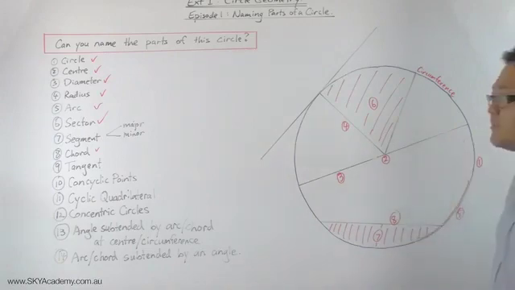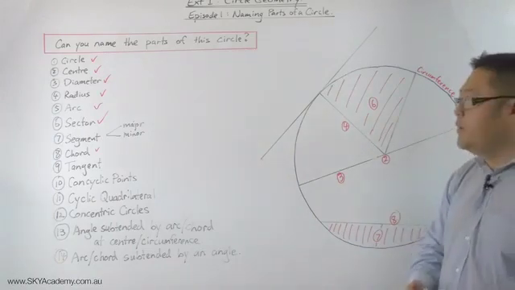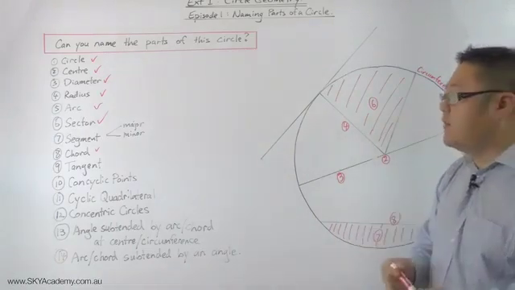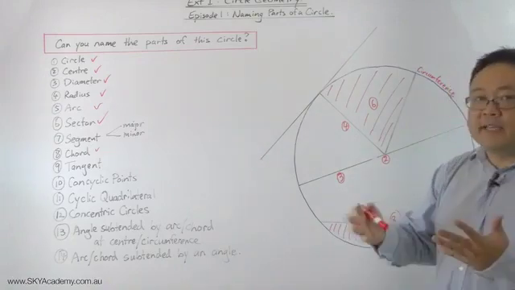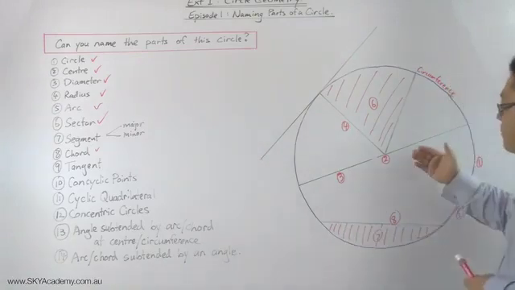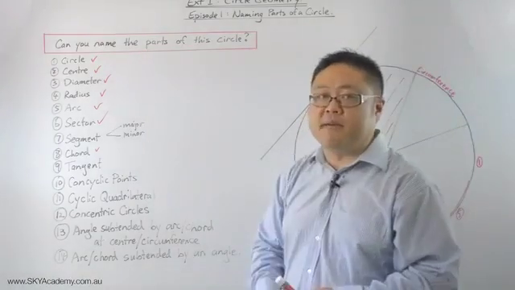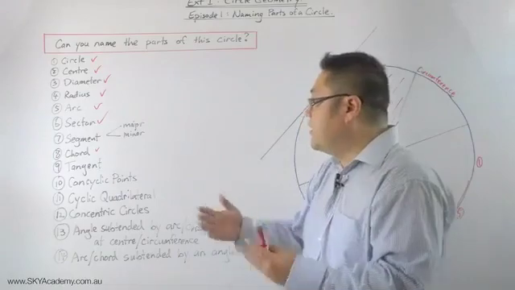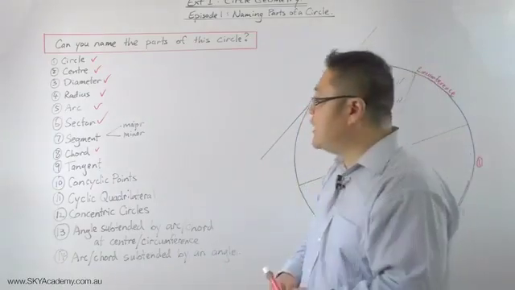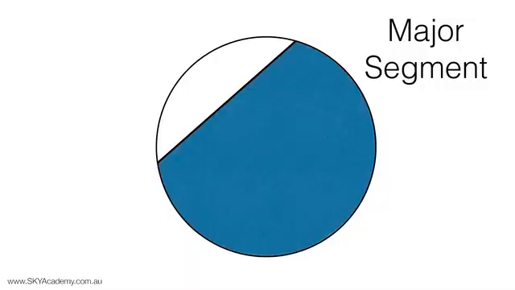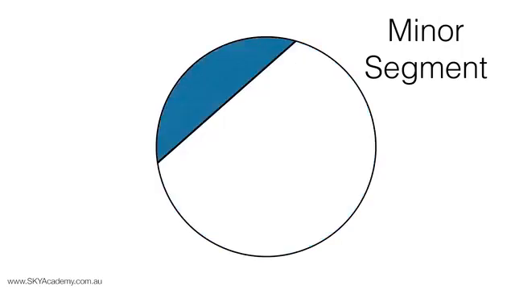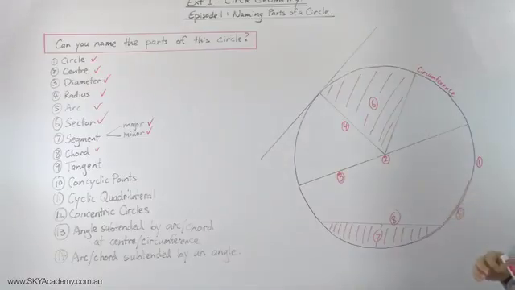So let's have a guess, right? Using our powers of guessing, what would the big piece be more likely to be called? The major segment or the minor segment? Without trying to insult your intelligence, basically the big bit is called your major segment. Your little bit is called your minor segment, right? So the bit that I've colored in here is your minor segment. Everything else above is your major segment. Does that make sense? Cool.